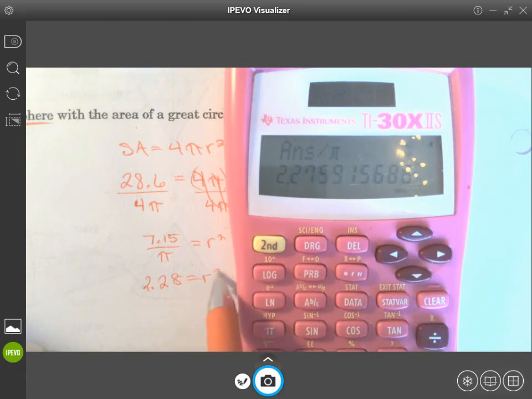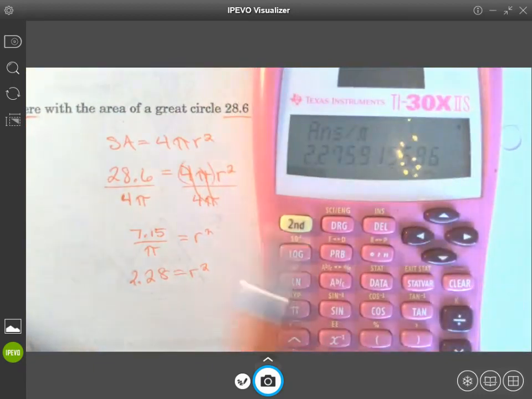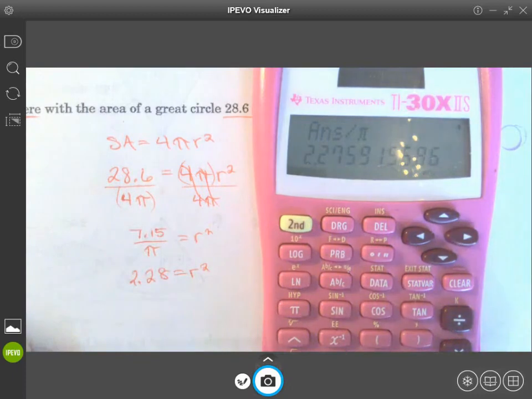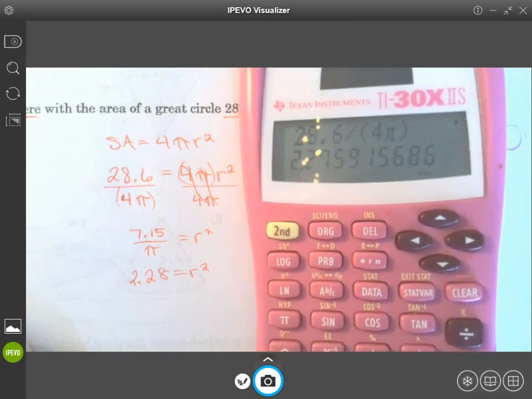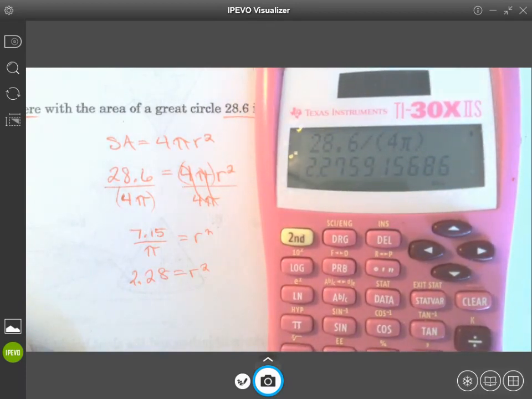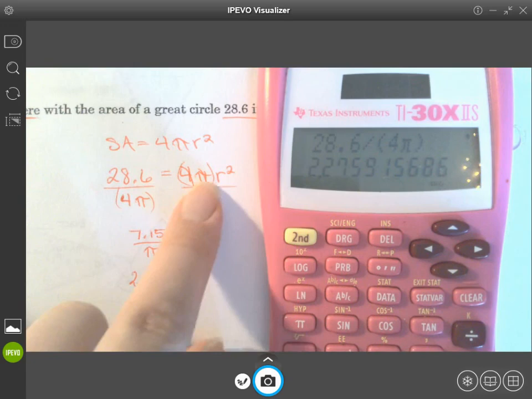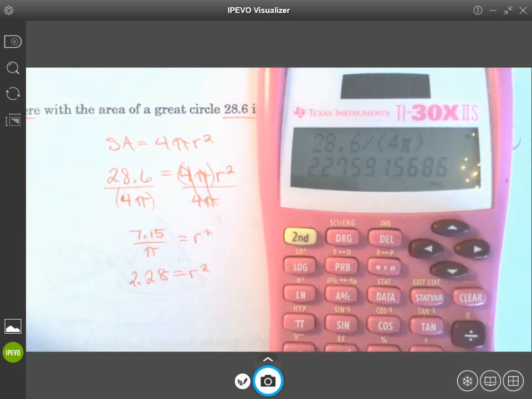I'm rounding. So when you put this in the calculator, you'd have to know to put it in parentheses. 28.6 divided by 4 pi, and you see now we get that same 2.27. It's really easy to get that wrong. So actually maybe you're right when you said divide by 4, and then we come back and divide by pi, unless we put it in the calculator correctly.